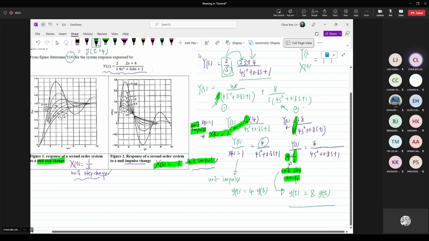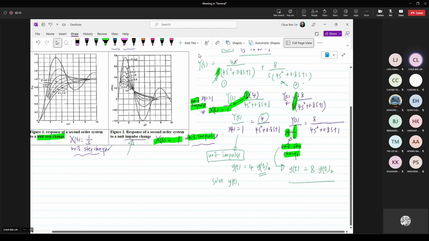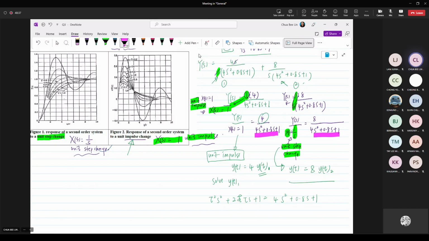So now to solve the YT. I will put YT1 and YT2. Solve YT1, where you need to use unit impulse, which is this curve. From here, you have the standard equation of tau square s square plus 2 damping factor tau s plus 1 equivalent to 4s squared plus 0.8s plus 1. Both are the same. You compare with the standard equation for second order, their denominator.